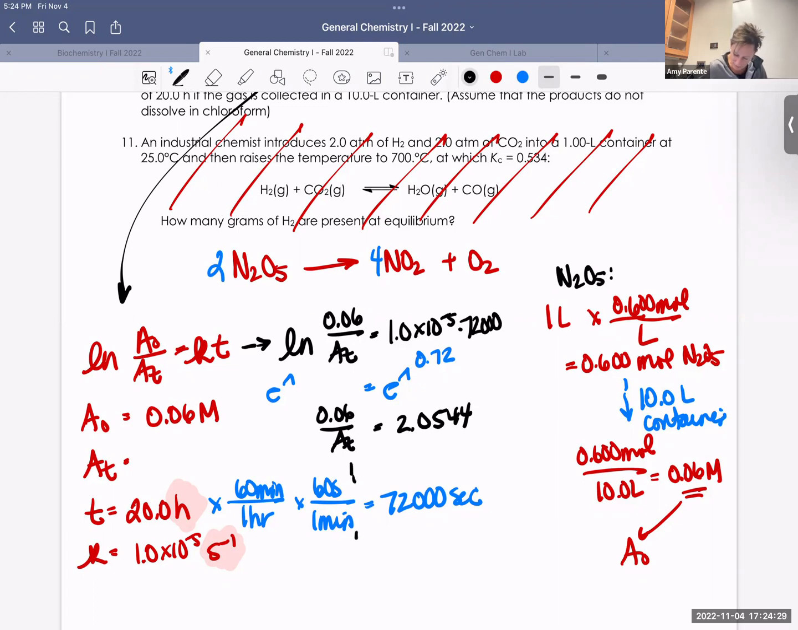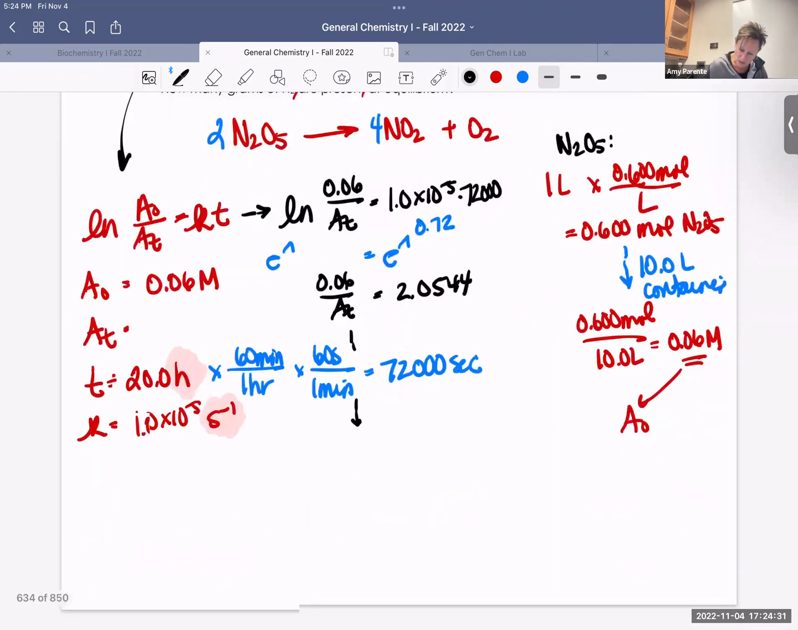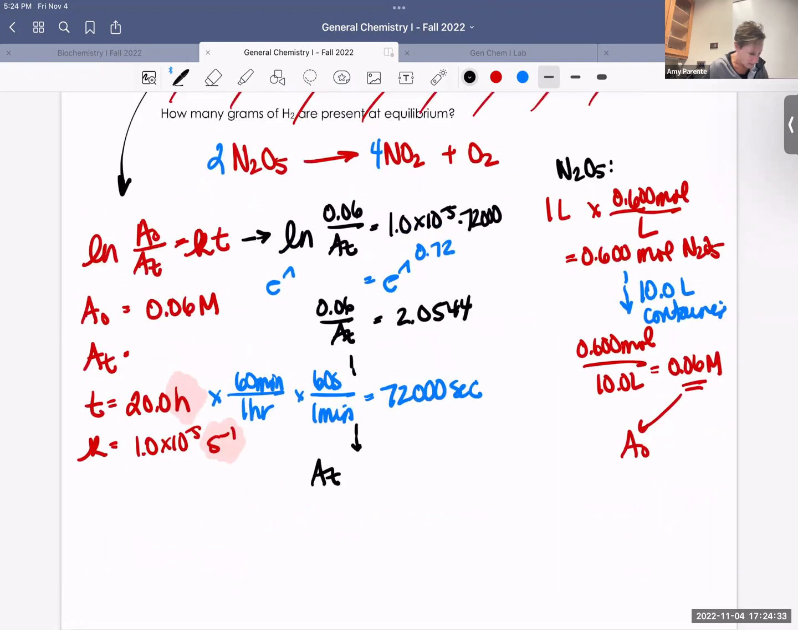I'm kind of all over the place here, so let me just move this down. A sub t is going to be equal to 0.0292 molar. With me so far?